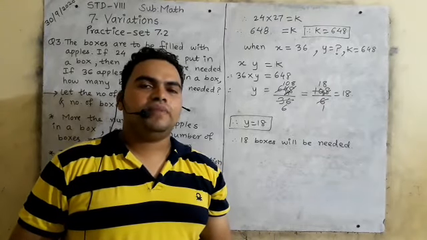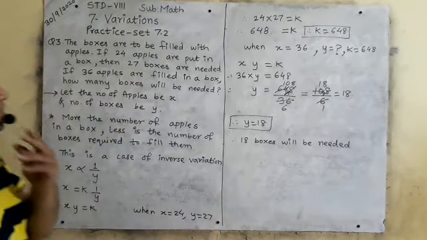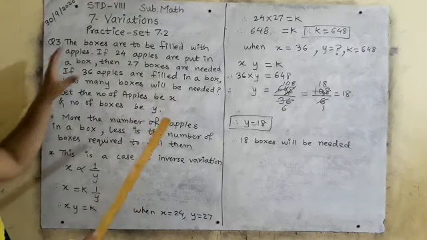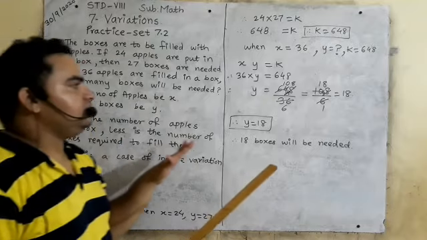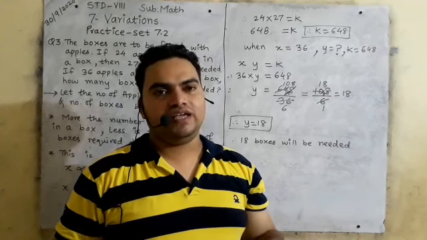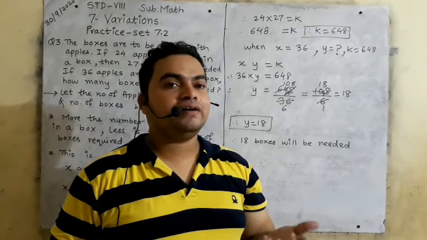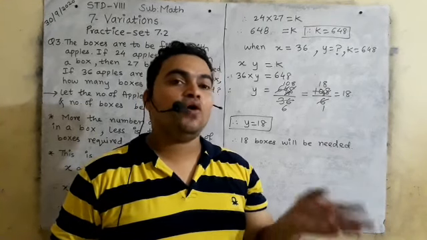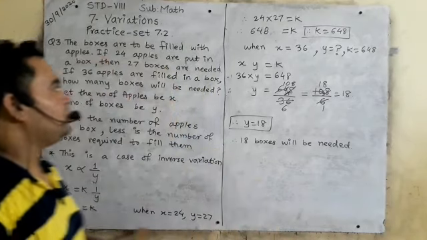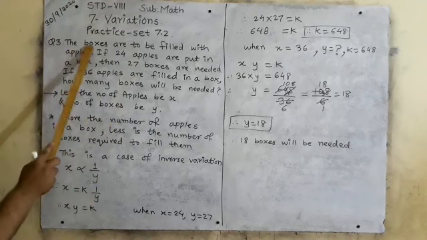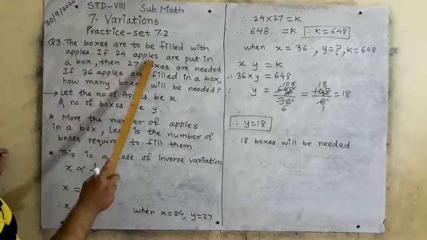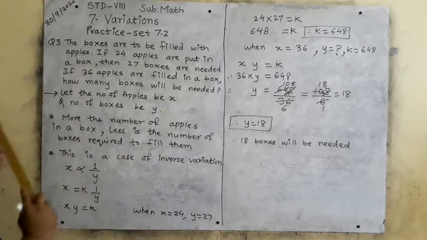Dear students, please see question number 3. It is a word problem, and we first have to understand this word problem. In this, it does not mention whether this question belongs to direct variation or inverse variation. So we have to decide if it is direct variation or inverse variation. How? You will understand easily. Look at the board. Question number 3. The boxes are to be filled with apples if 24 apples are put in a box.